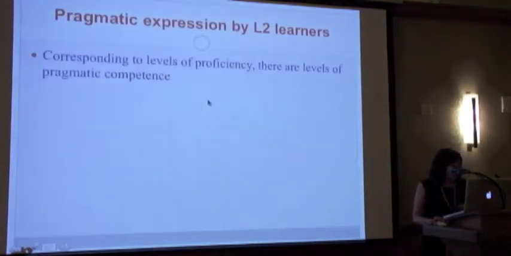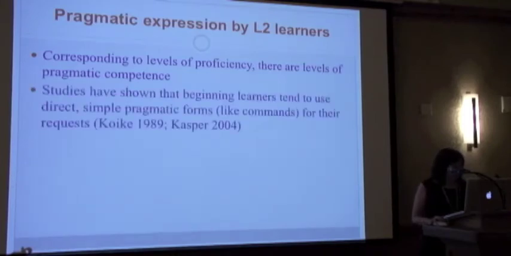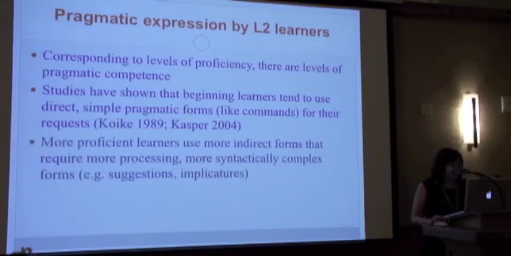Okay. So just as there are levels of proficiency, there are levels of pragmatic competence as well. And we've looked at studies that have shown that beginners usually use very direct, simple pragmatic forms for their requests, for example, and more proficient users use more indirect forms that require a lot more processing. And also they're much more complex syntactically and, well, in all senses of the word. So they use things like suggestions instead of direct commands.